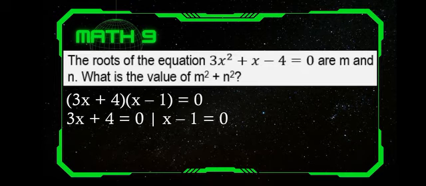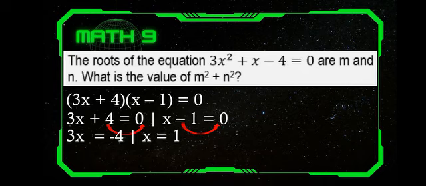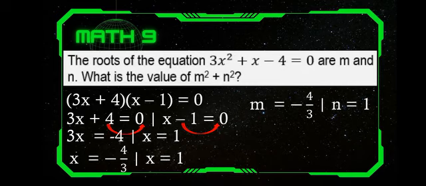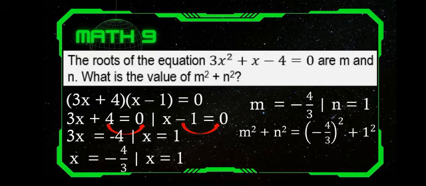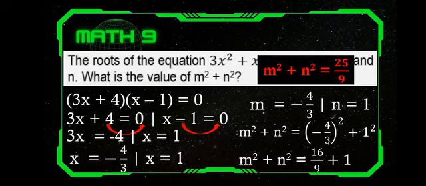Apply the zero product property, separate, then transpose to get this. Divide 3x is equal to negative 4 by 3 on both sides to obtain the value of x. So therefore m is negative 4/3 and n is 1. Then m squared plus n squared is equal to the square of m plus the square of n, to get 16 over 9 plus 1, or simply 25 over 9 using your calculator. This is now the value of m squared plus n squared.